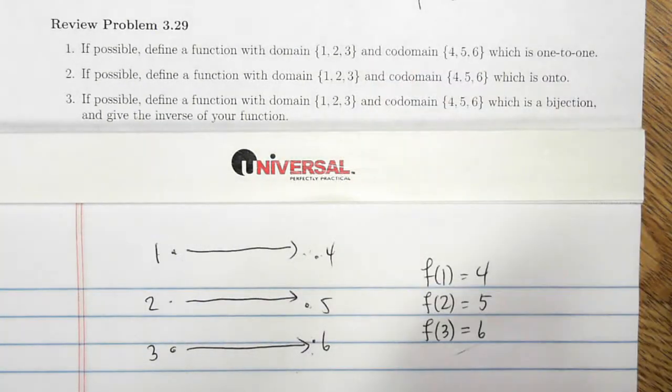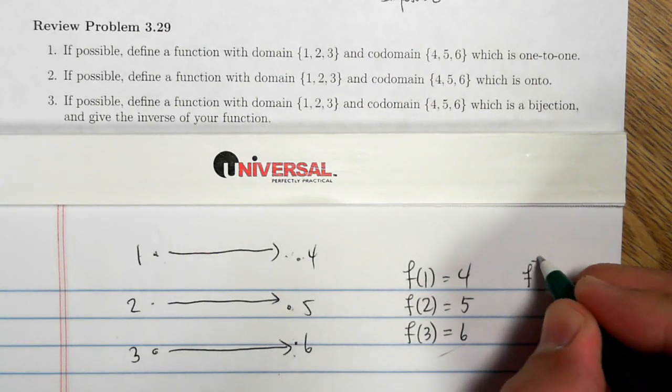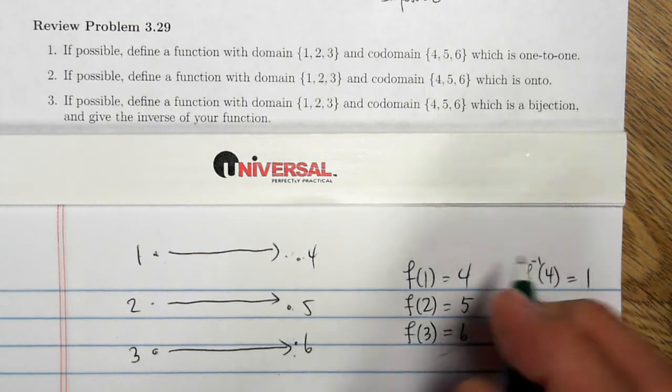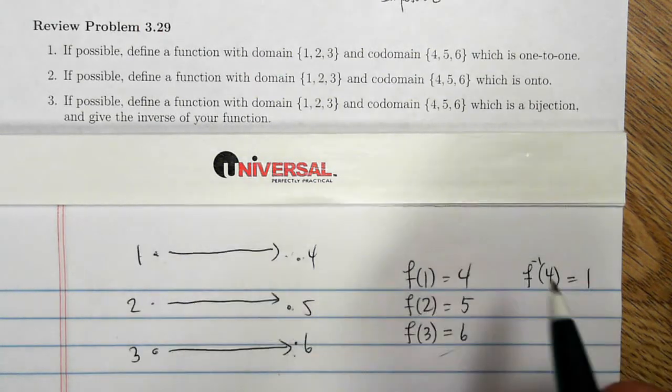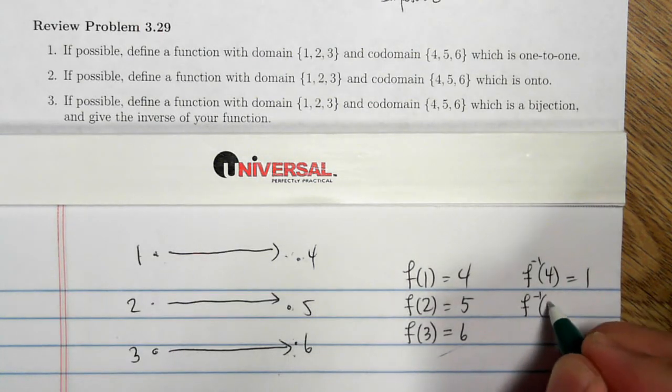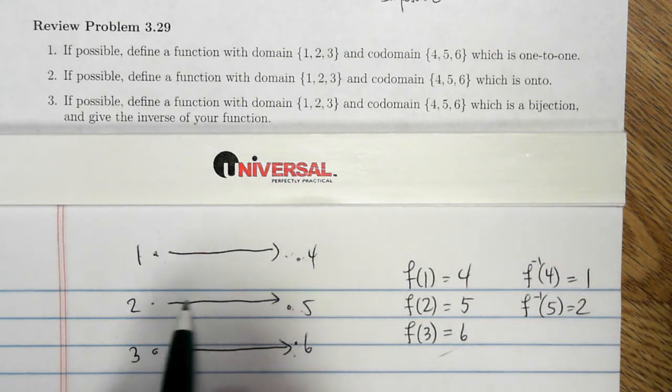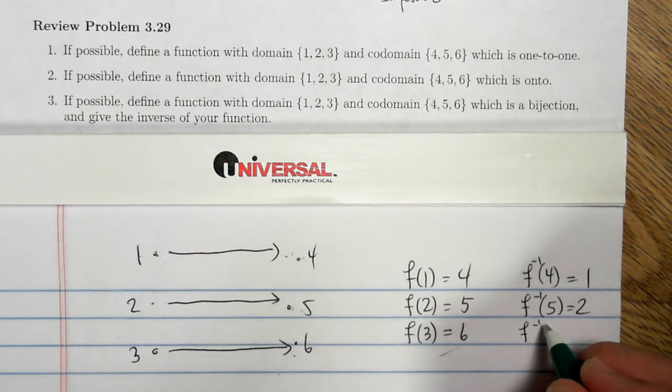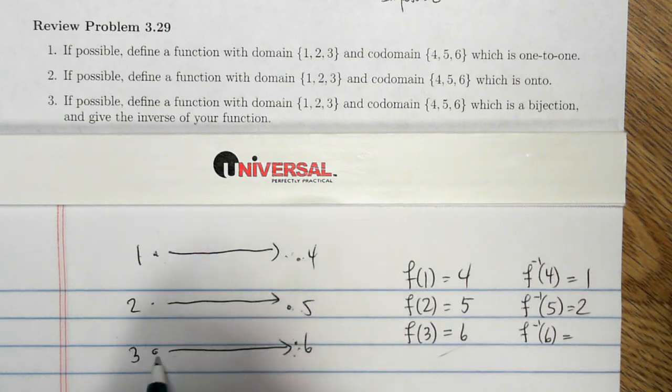Now, if it's a bijection, it has an inverse function. So f inverse of 4 equals 1. 4 goes uniquely back to 1. F inverse of 5 goes uniquely back to 2. And f inverse of 6 goes uniquely back to 3.